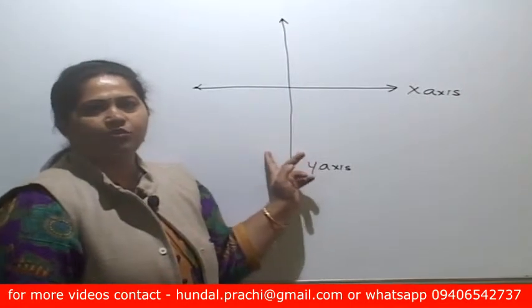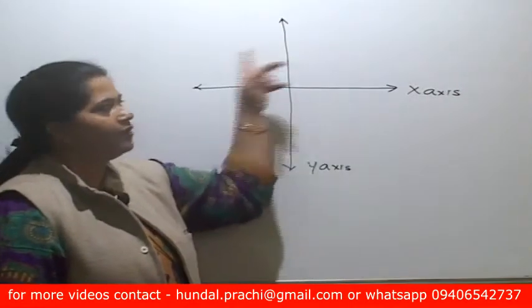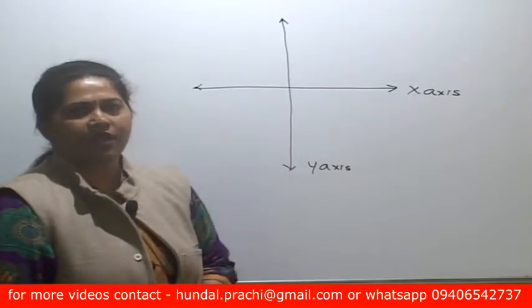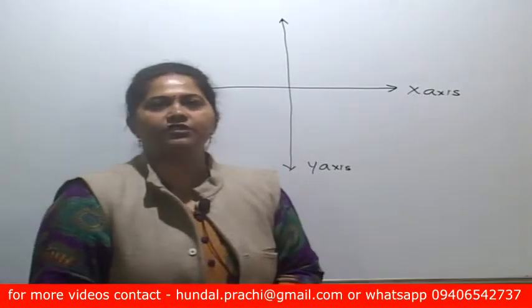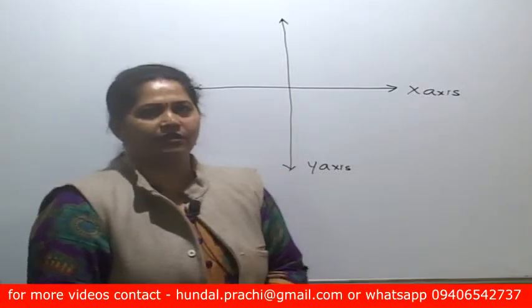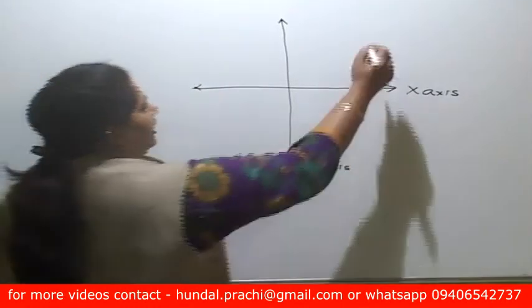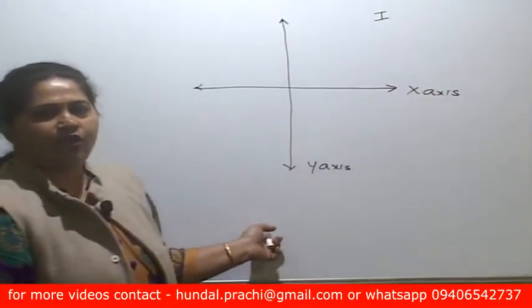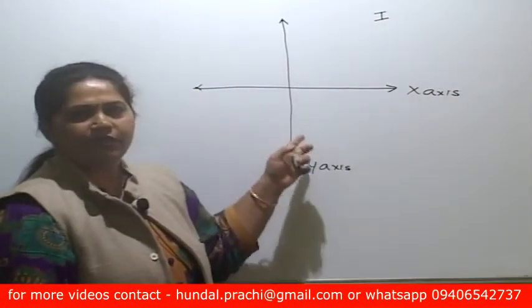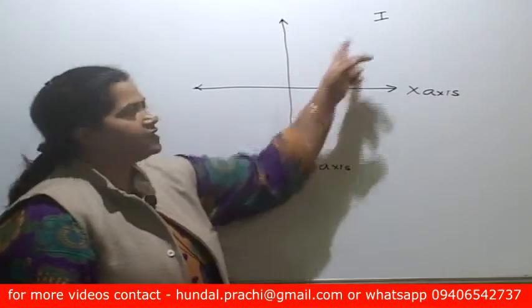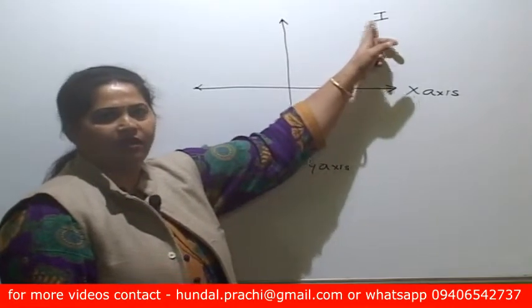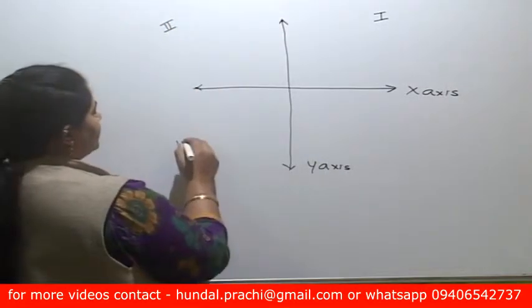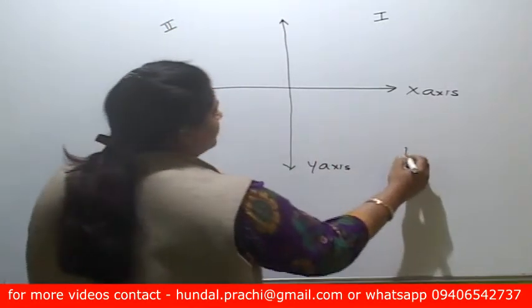When you draw these two lines in a plane, the whole plane is divided into four parts. Each part of the Cartesian plane is known as a quadrant. We number the quadrants in the anti-clockwise direction, that is, opposite to the direction of a clock. This will be the first quadrant, then the second quadrant, this is the third quadrant, and this is the fourth quadrant.